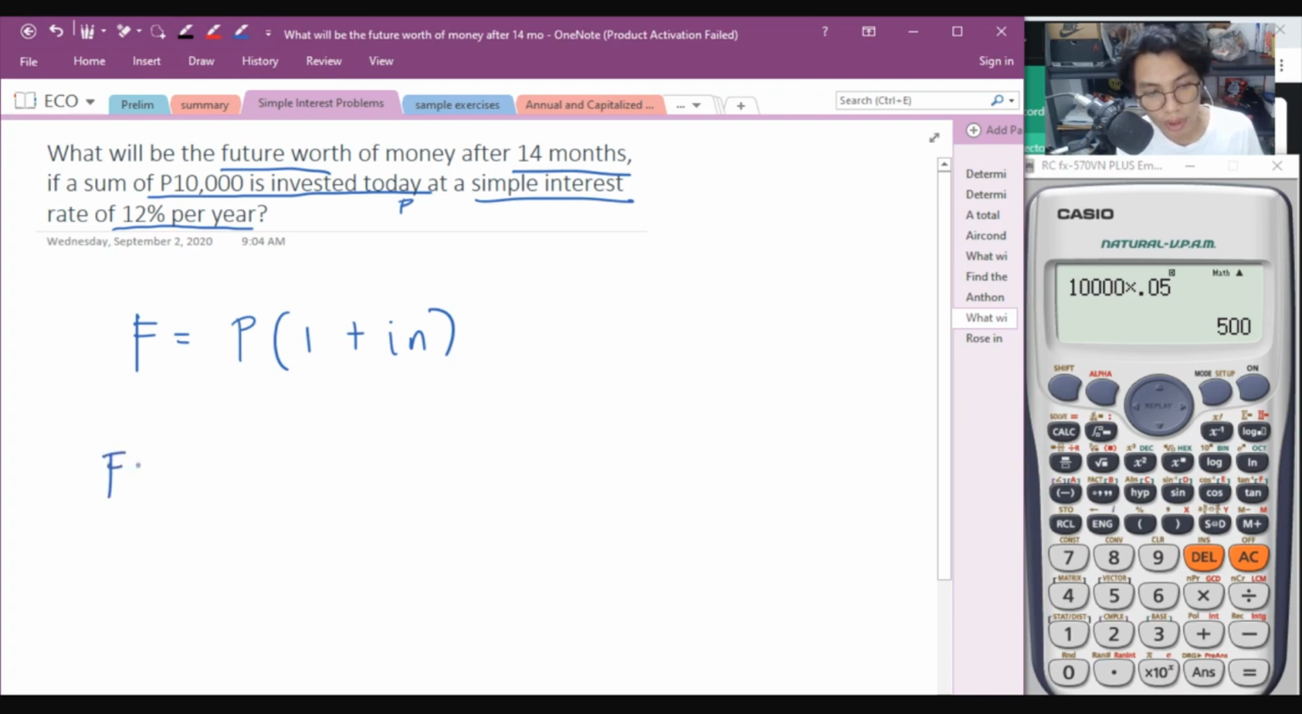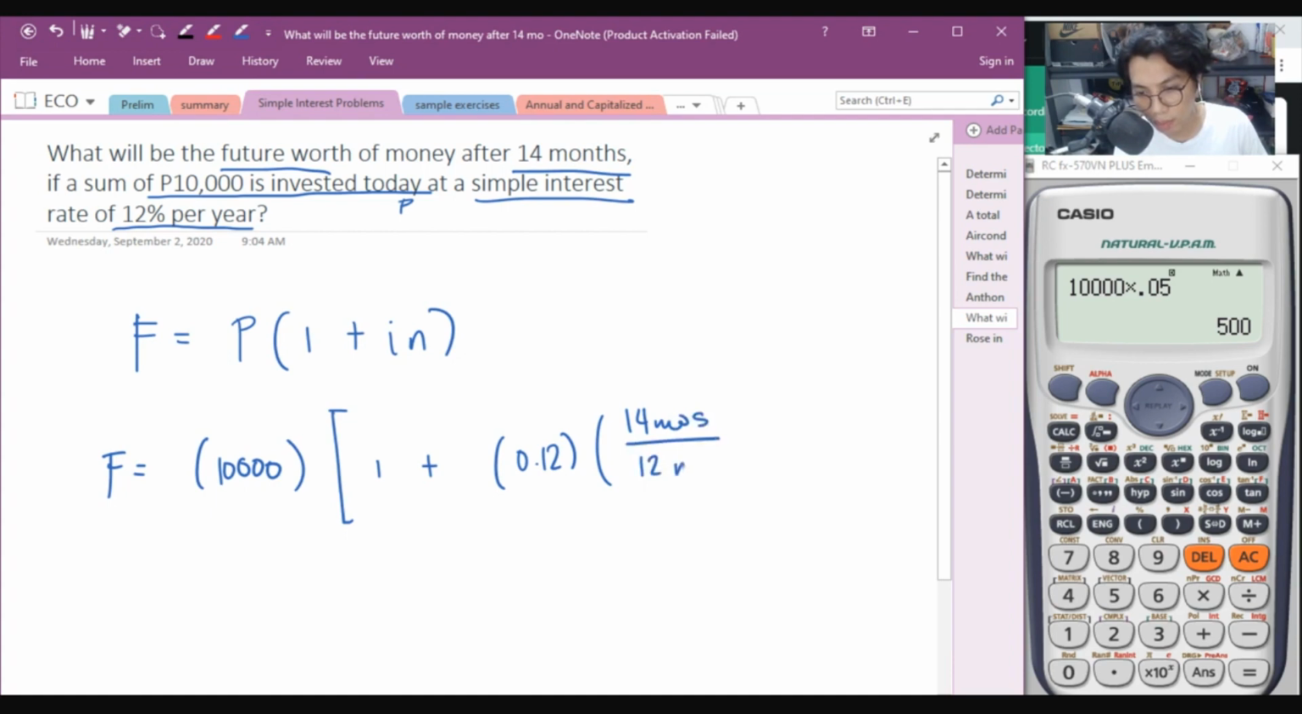So, future worth, yung ininvest mo ngayon is 10,000 pesos multiplied to 1 plus yung interest rate that is 0.12 per year. Okay? And then you have 14 months in 12 months. In a year, okay? In a year, you have 12 months. So, simplifying and then solving for the value of your future worth.